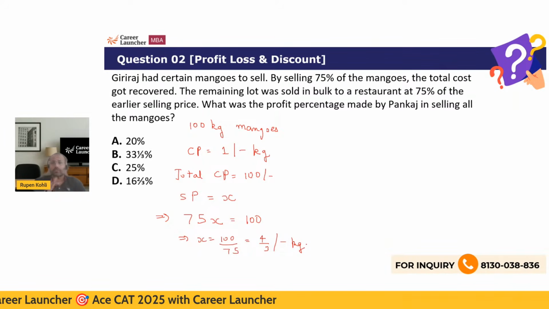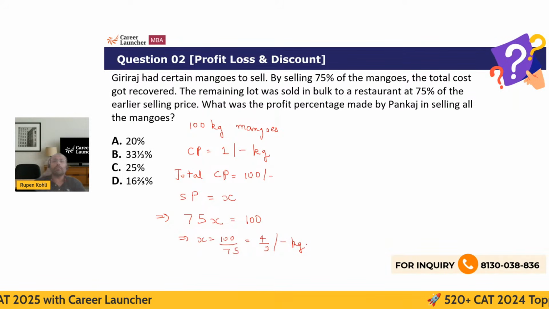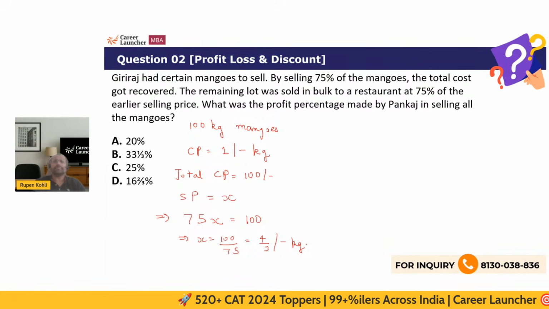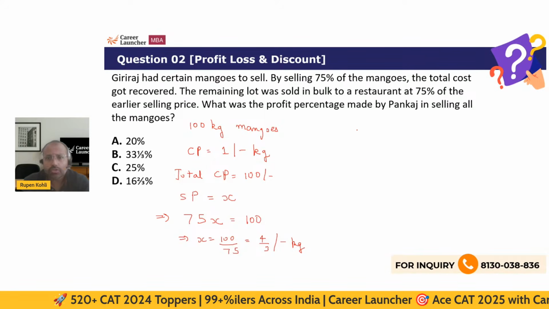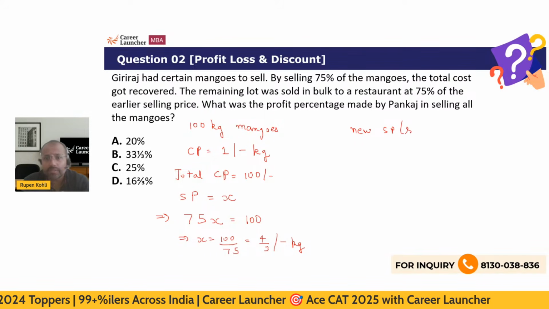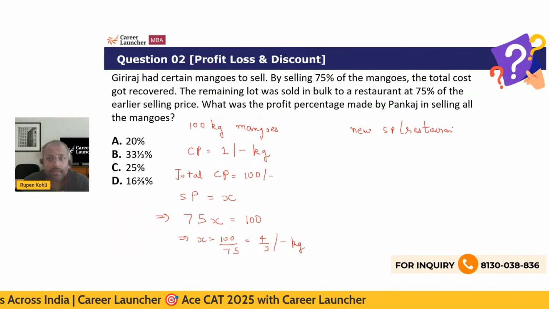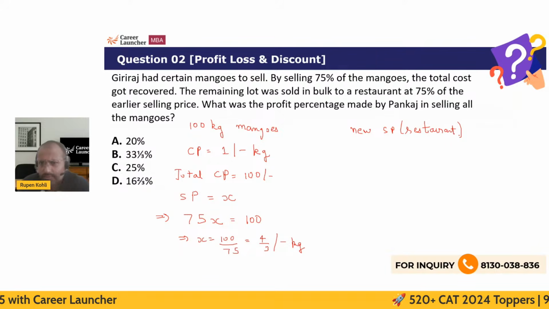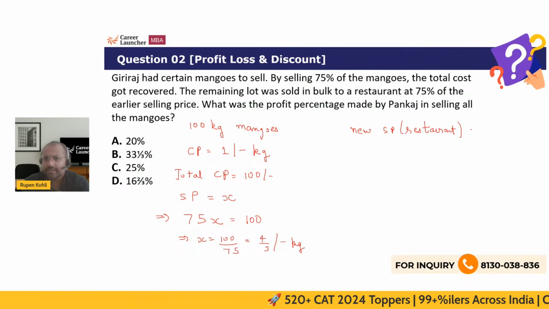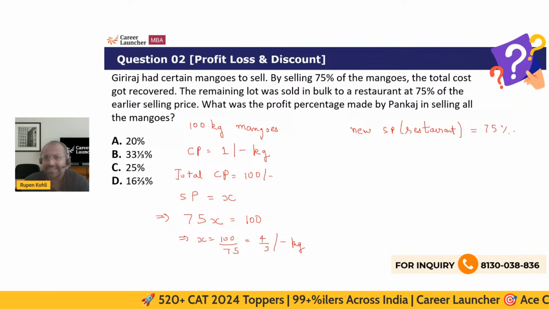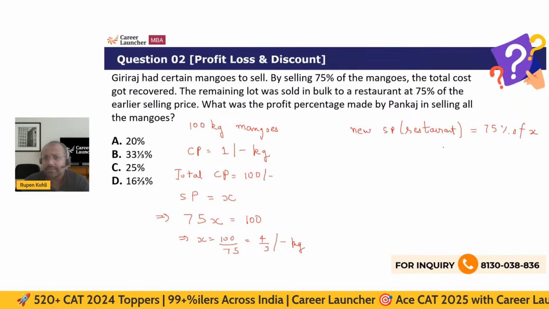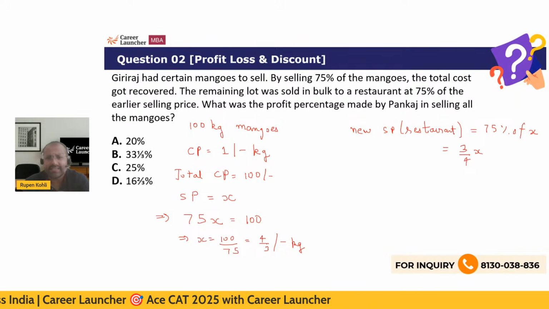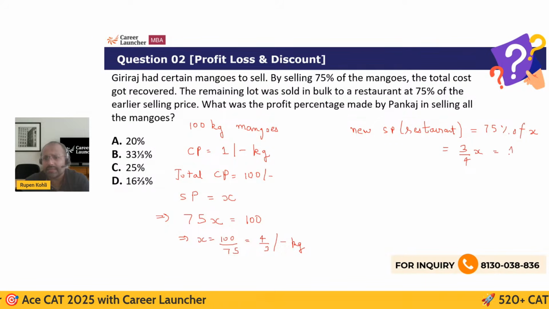Now, the question does not stop there. The remaining lot, meaning 25 kgs, was sold in bulk to a restaurant at 75% of the earlier selling price. So the new selling price is meant specially for the restaurant because they are buying in bulk, right? Whenever somebody buys in bulk, they always ask for a discount, isn't it? So they asked for 25% discount. Give me at 75% of what you were selling earlier. So 75% of X is the new selling price for the restaurant. 75% is nothing but 3/4. So 3/4 of X, and X is nothing but 4 by 3. So this comes to be 3 by 4 into 4 by 3, which is 1 rupee per kg.